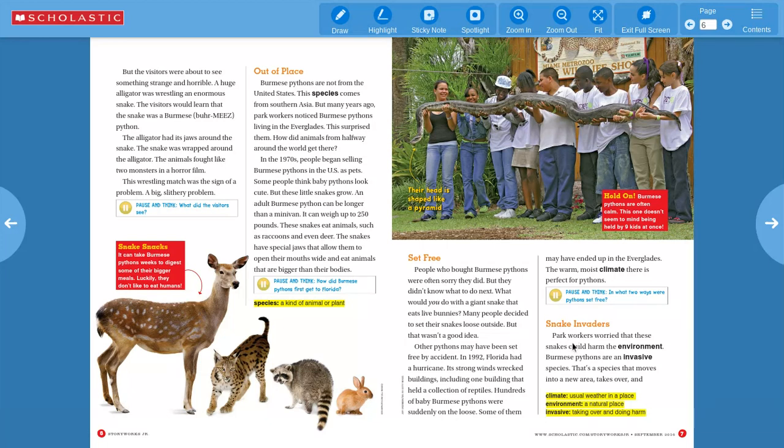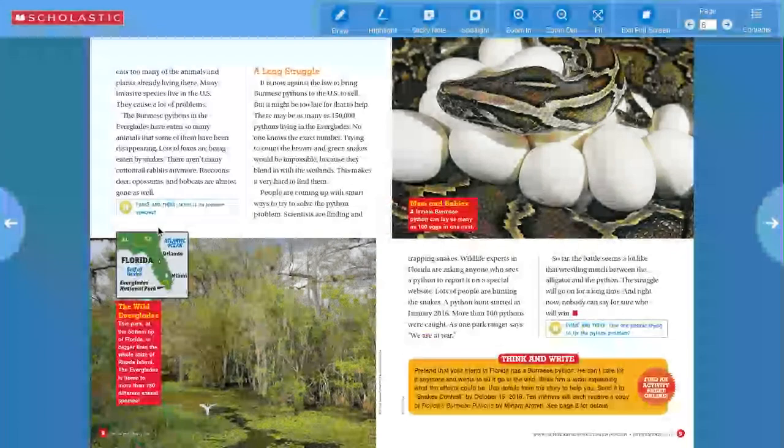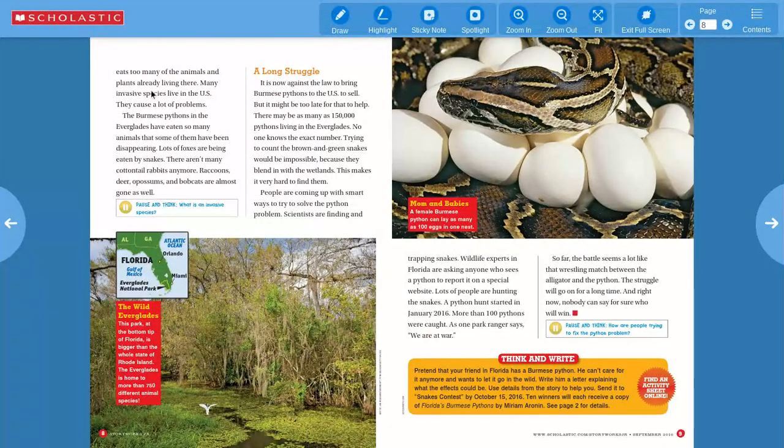Snake invaders. Park workers worried that these snakes could harm the environment. Burmese pythons are an invasive species. That's a species that moves into a new area, takes over, and eats too many of the animals and plants already living there. Many invasive species live in the U.S. They cause a lot of problems. The Burmese pythons in the Everglades have eaten so many animals that some of them have been disappearing. Lots of foxes are being eaten by snakes. There aren't many cottontail rabbits anymore. Raccoons, deers, possums, bobcats are almost gone as well.